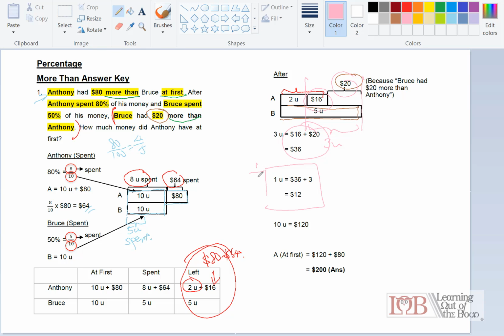The milestone is to find the value of 1 unit, and then they want you to find how much money did Anthony have at first. So we have 10 units here, so it's 10U equals to 10 times $12, and then plus $80, and then the answer is $200.